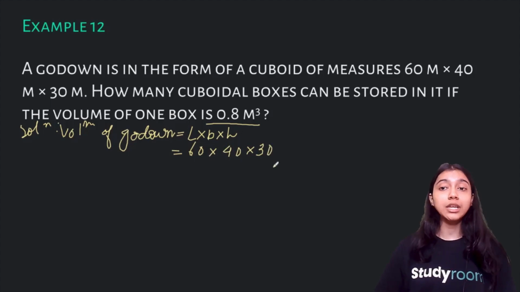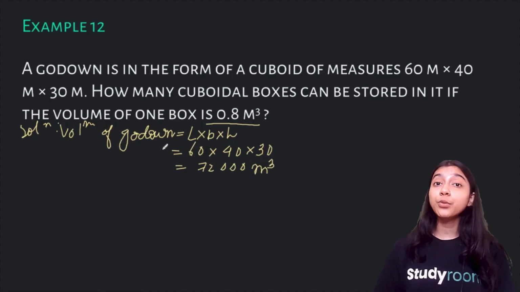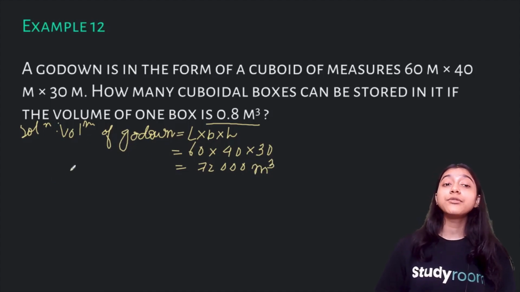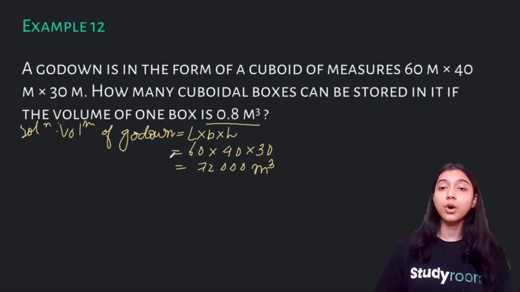60 multiplied with 40 multiplied with 30. So this gives us 72,000 and the unit will be meter cube. Now I told you that if you have to calculate the number of cuboidal boxes that can be stored, then you have to divide the volume of the godown with the volume of one cuboidal box.